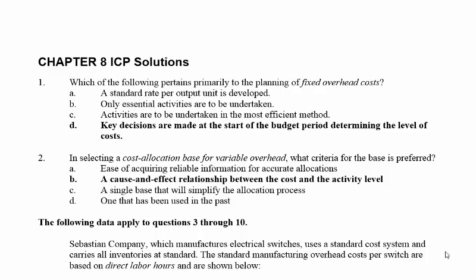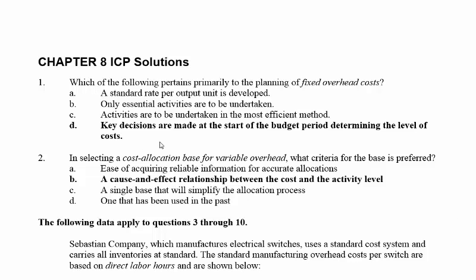Alright, Chapter 8 Solutions. Number 1. Which of the following pertains primarily to the planning of fixed overhead costs? The answer is D. Key decisions are made at the start of the budget period or well in advance of the budget period, determining the level of the cost for those fixed overhead types of items.